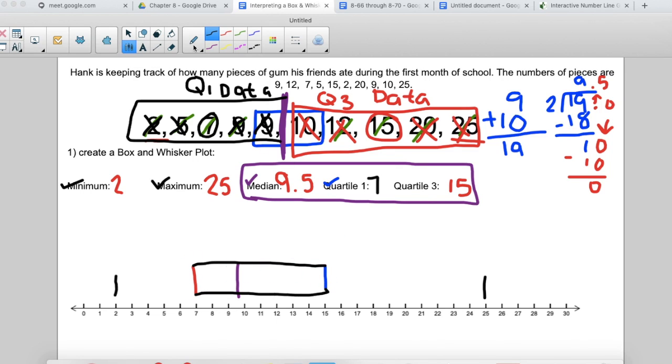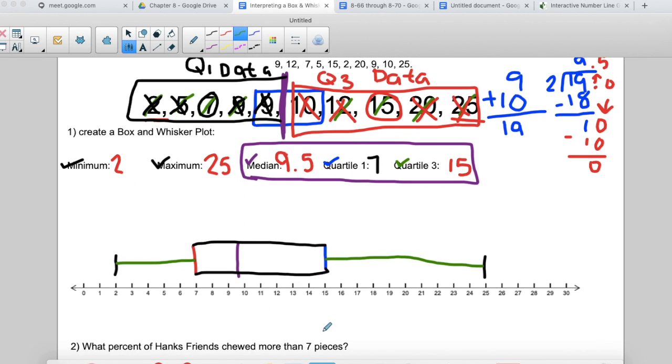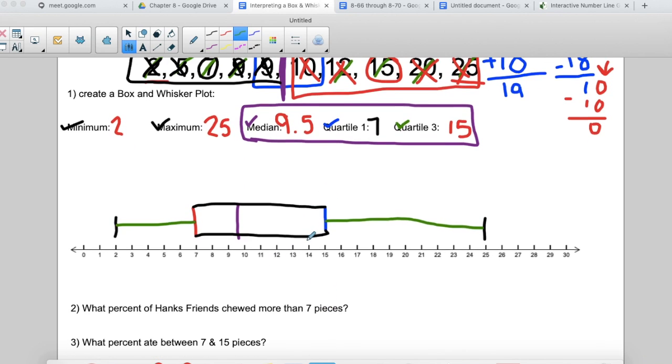Now, this is the box. Now, just like a walrus has whiskers, we have to create our whiskers. So we're going to create our whiskers by connecting our box to our minimum and maximum with a straight line. Now we have our data, and we have our data above here that we found. Now we have a graph. Now let's use our data and graph to answer the questions below.